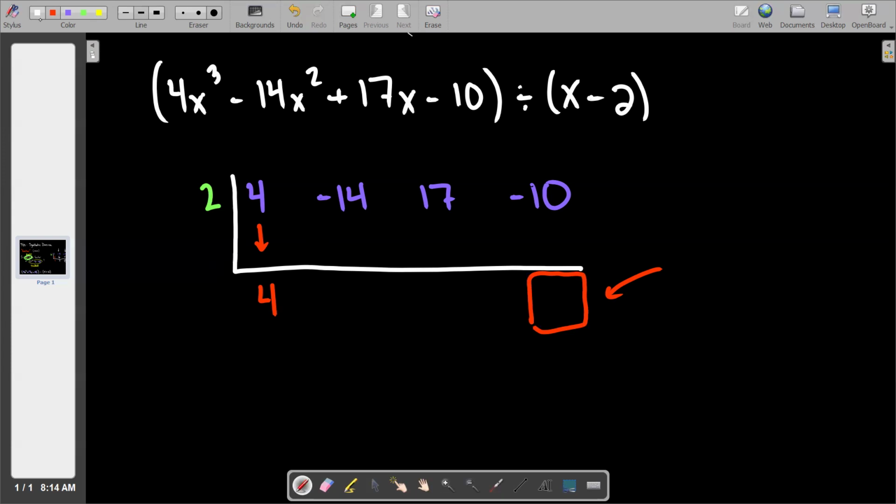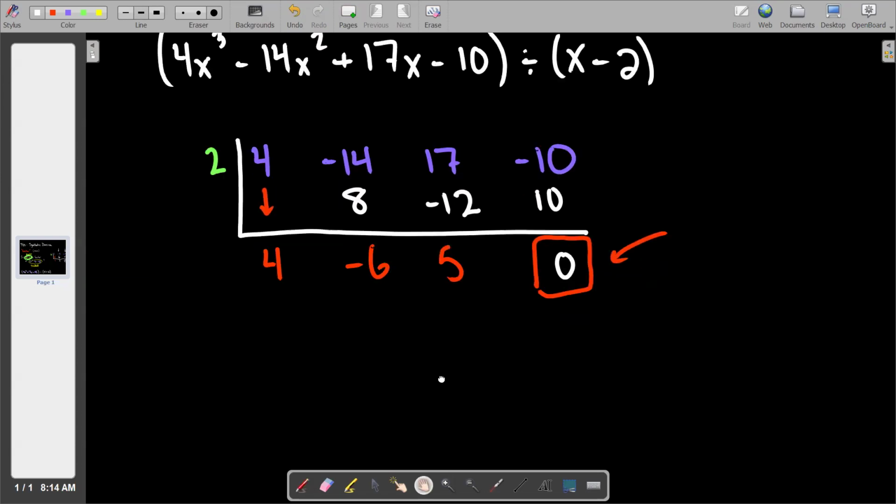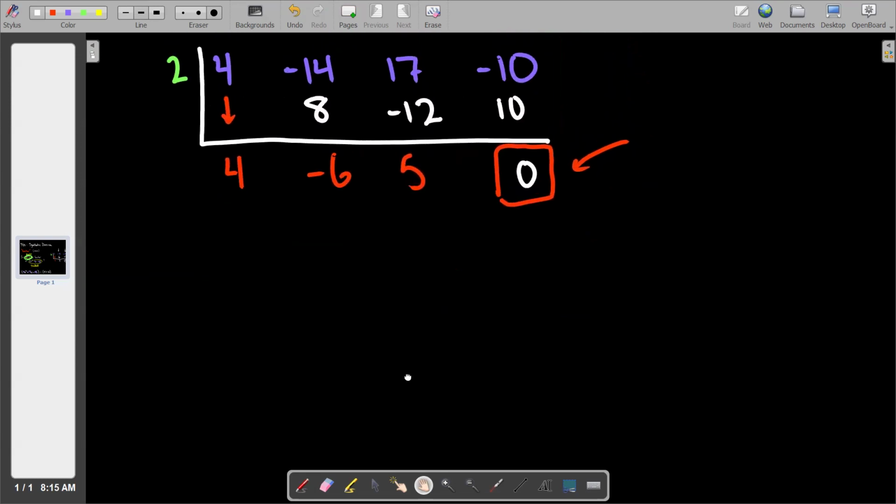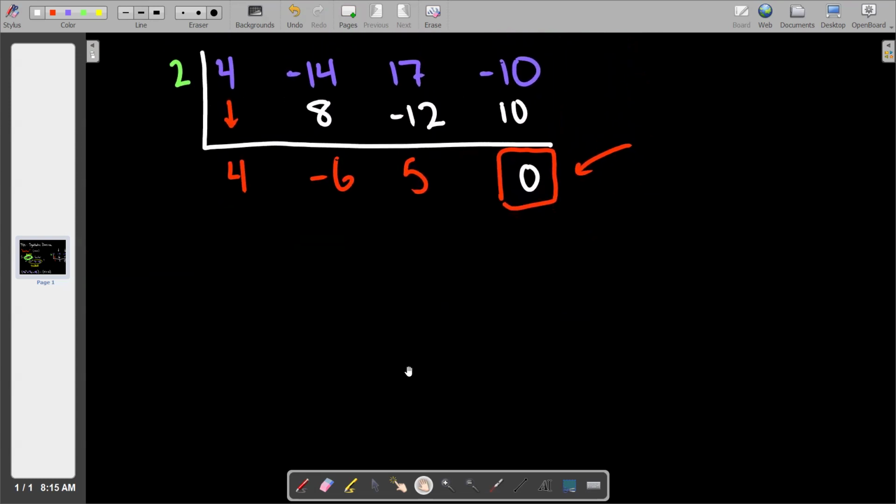What's 2 times 4? What's negative 14 plus 8? Negative 6. What's 2 times negative 6? What's 17 plus negative 12? What's 2 times 5? 10. Add those numbers together. What do you get? So once again, we just discovered that x minus 2 is actually a factor of that big, nasty polynomial. One more. You see in the flow of it, it's a very simple process as long as you're willing to commit those two steps to memory: multiply, add, multiply, add.